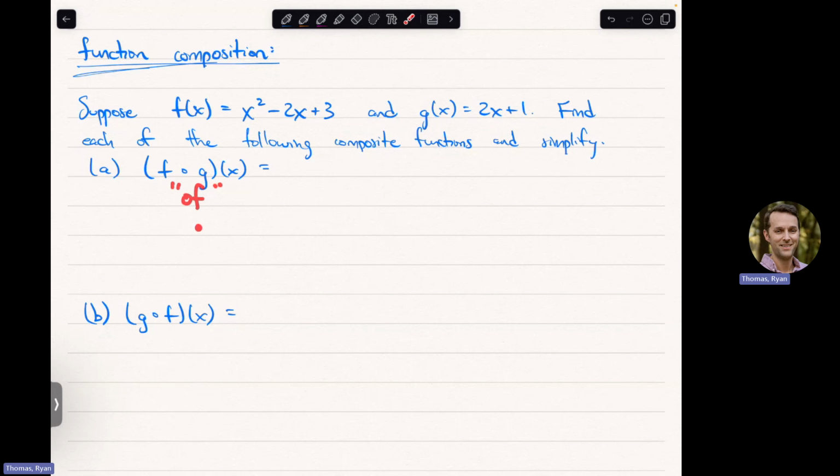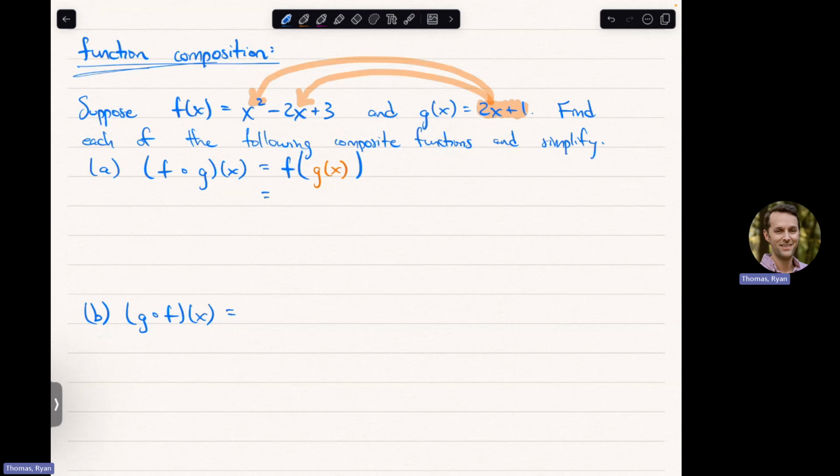So this means f of g of x, or in other words, if we want to write it in a way that maybe looks a little more familiar using our function notation, I could write it as f of g of x. Now what this means is that I'm first going to consider g and then plug g into f. In other words, here's g. Wherever x appears in the function representation for f, I'm going to replace it with g.